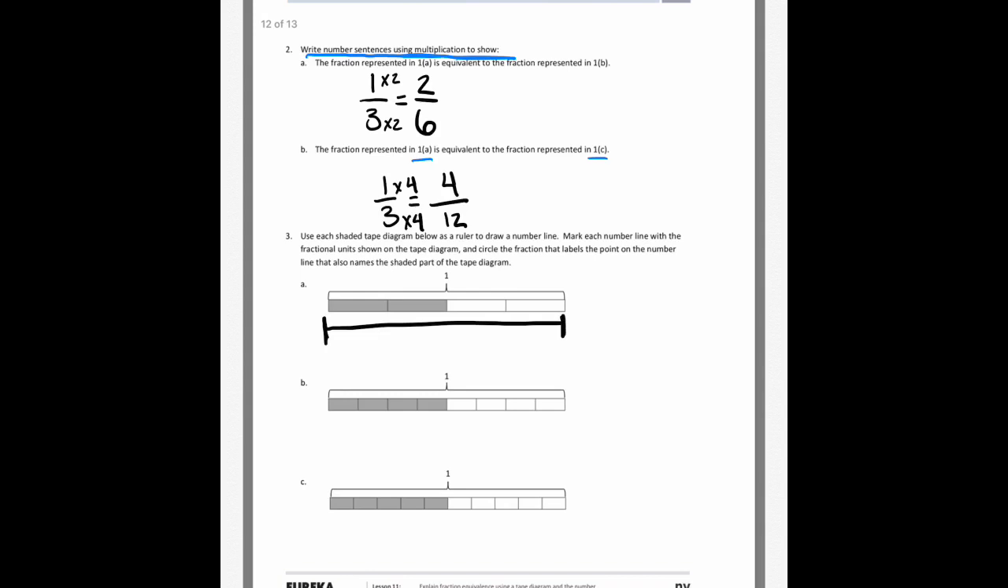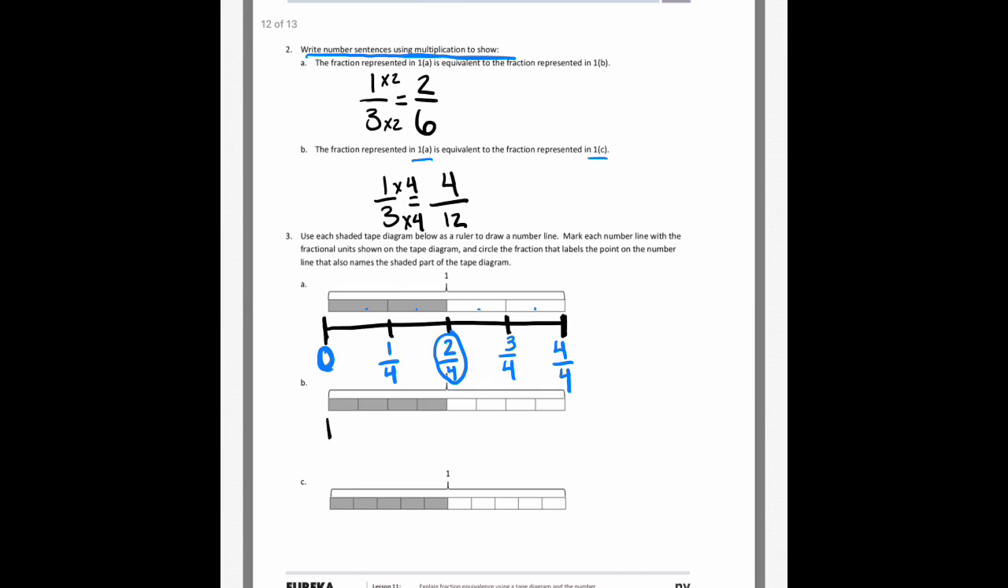Okay, on this part, you have to draw your own number line. So I'm going to start by making it just as long as the tape diagram, putting the lines where the lines are, and now let's count our pieces. Looks like we have 1, 2, 3, 4 pieces. So that means I'm going to count by fourths. So 1/4, 2/4, 3/4, and 4/4. And I circled 2/4 again because that's where it's shaded.